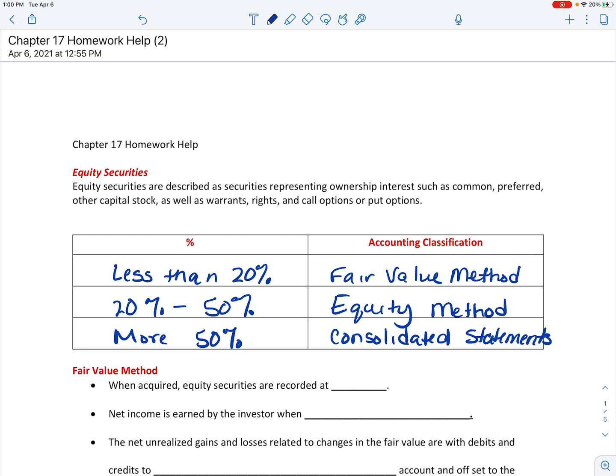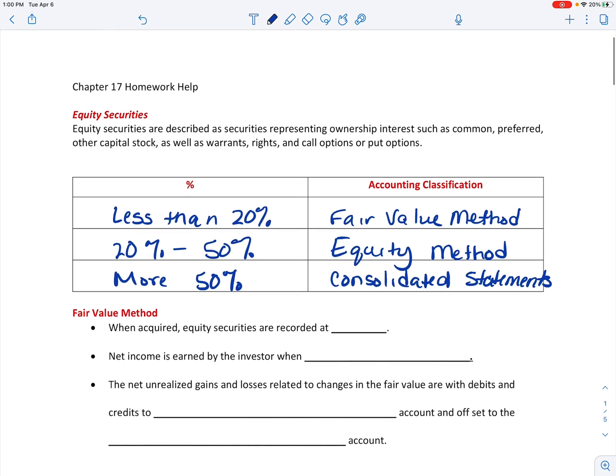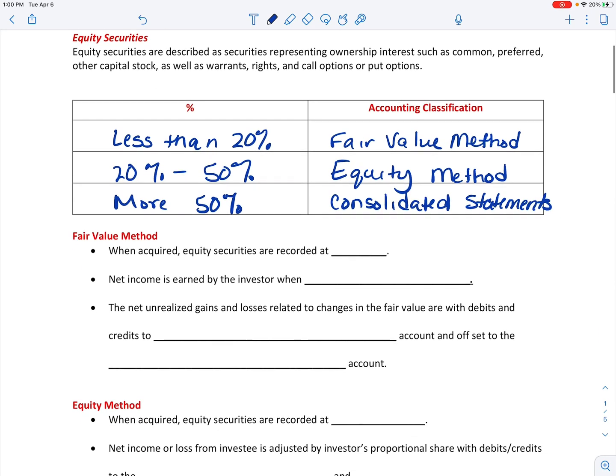The accounting for these three classifications is a little different, so we're going to go through some points about each of the differences in this recording. First, let's go over fair value method. Remember, fair value is less than 20%, so the investor has little influence over the investee. So when they acquire it, equities are recorded at cost. The net income is earned by the investor when cash dividends are declared.